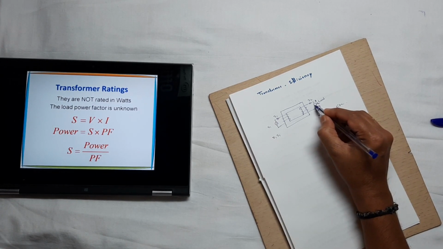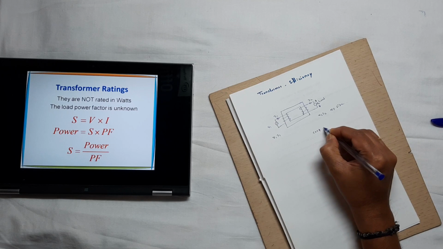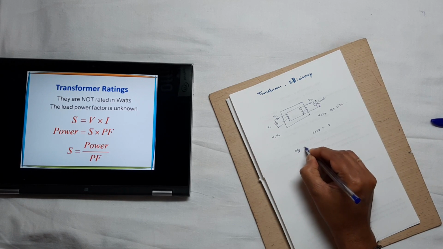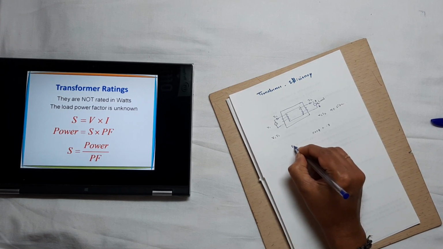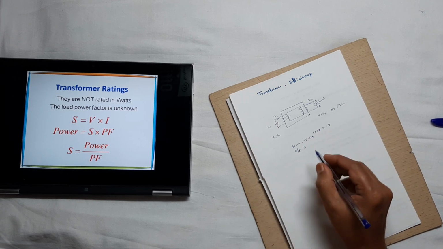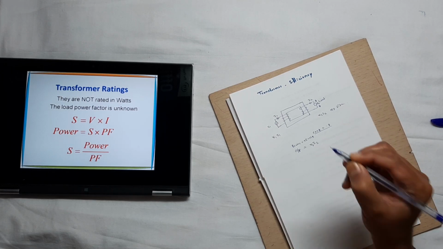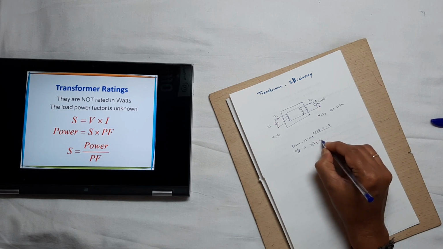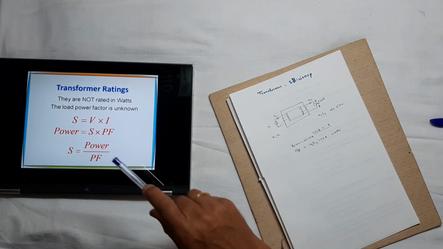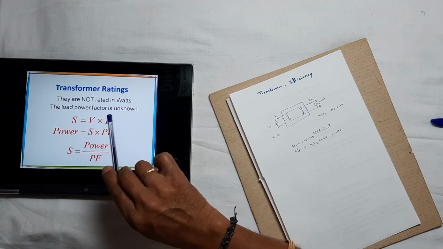Based on the type of load, for example, if cos phi is 0.8, then for the output, what is the power equation? It is a product of voltage, current and power factor. If you know V2 I2 and the load power factor, then the output is V2 I2 cos phi, in terms of watts. That is why the transformer is not rated in watts. The load power factor is unknown.